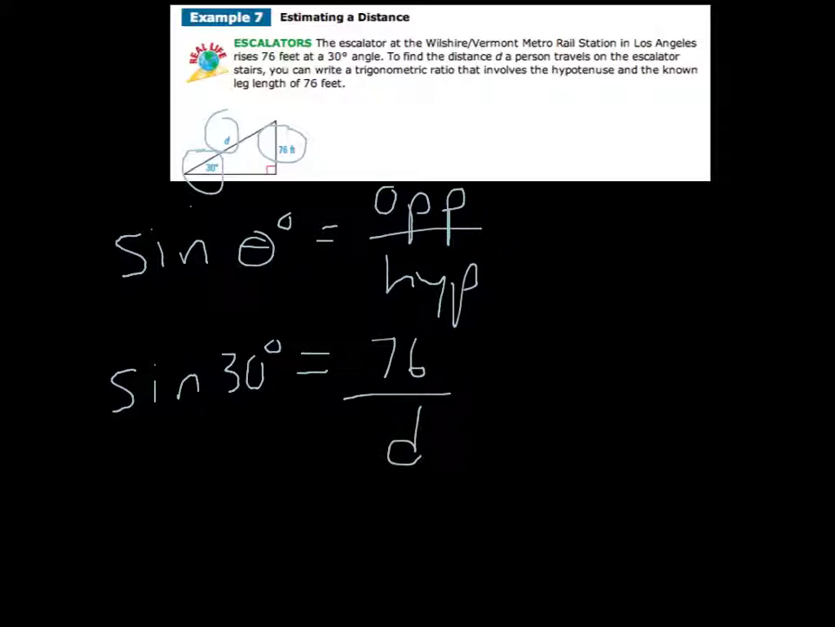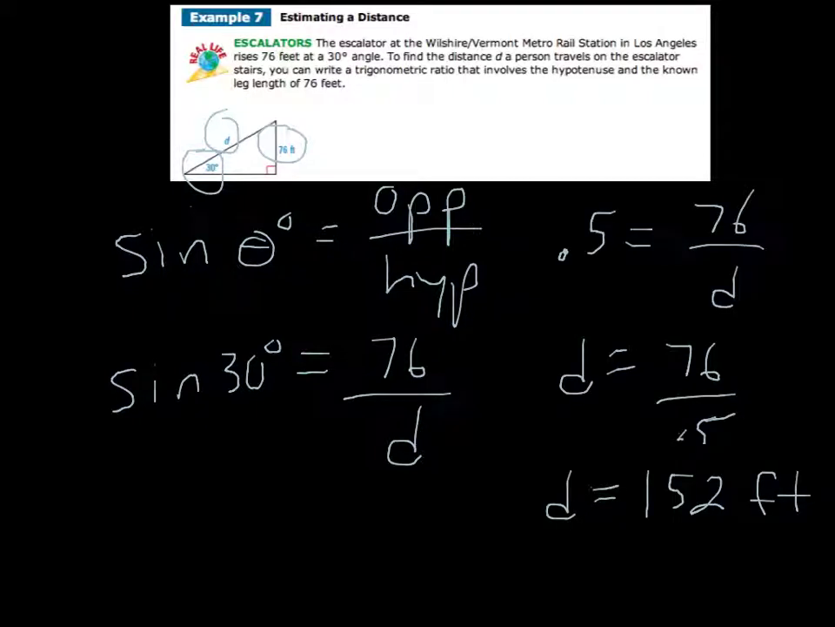Take a moment, go to the back of the book, page 845, find the sine of 30 degrees, substitute it in, solve for d, and then check the answer. Pause now. Did you get d equals 152 feet? I hope so. You might have even remembered, if you did it on the other page, that the sine of 30 degrees is equal to 1/2, always.